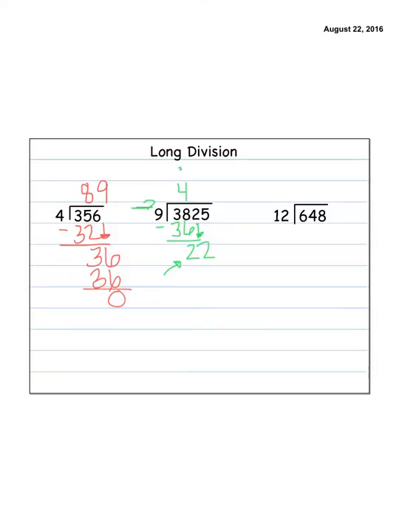So 9 goes into 22 2 times. 2 times 9 is 18. 22 minus 18 is 4. Bring down my 5.